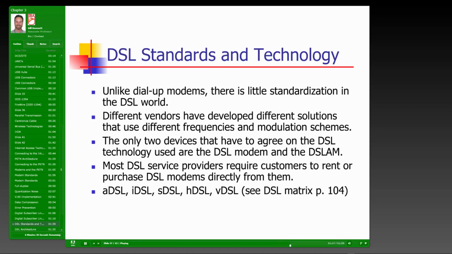There's a lot of different flavors of DSL. ADSL is the one that we're most familiar with. That's the asymmetric DSL. But there's also IDSL, SDSL, HDSL, and VDSL. And if you take a look at page 104 in your book, you'll see that there's a table there, and it gives you a breakdown on all those other flavors of DSL.